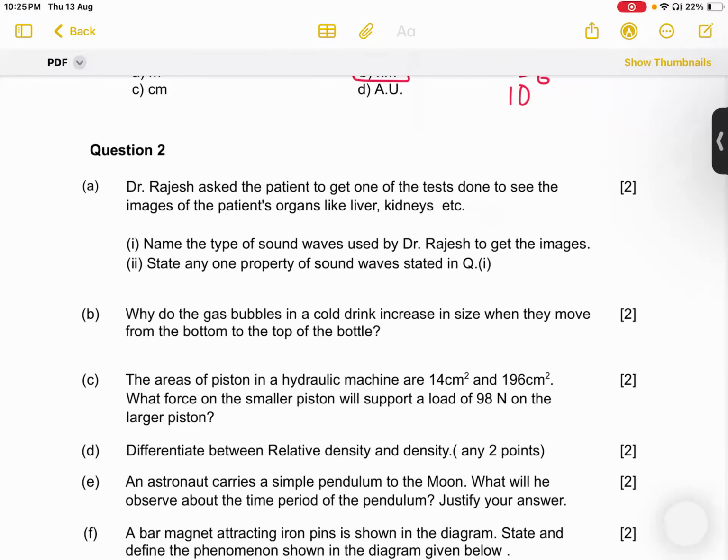Dr. Rajesh asked the patient to get one test done to see the image. Okay, guys, this is not there. This is from the chapter sound.